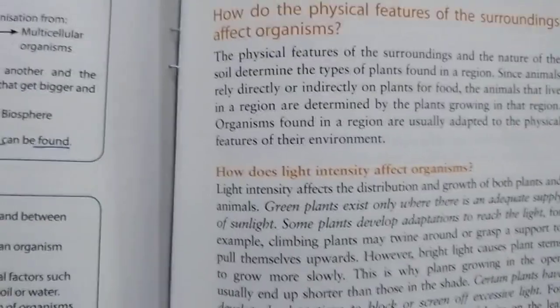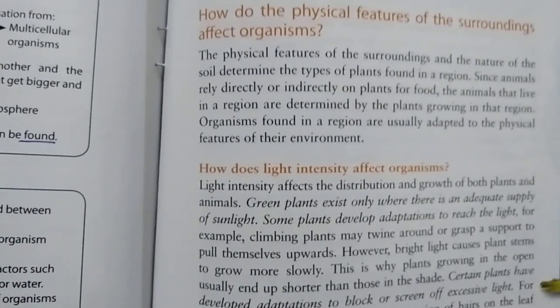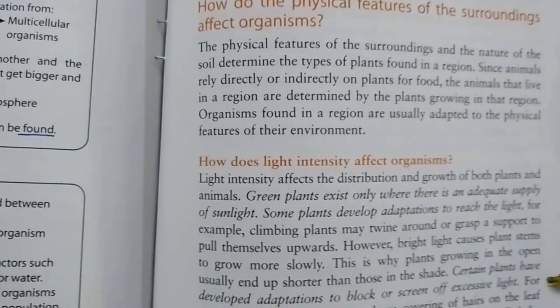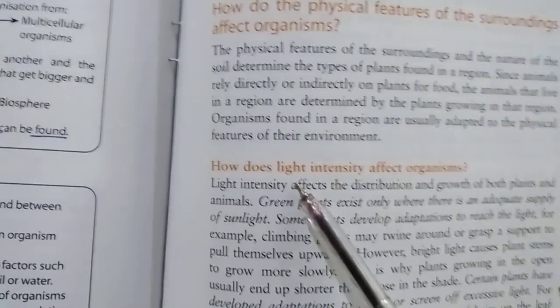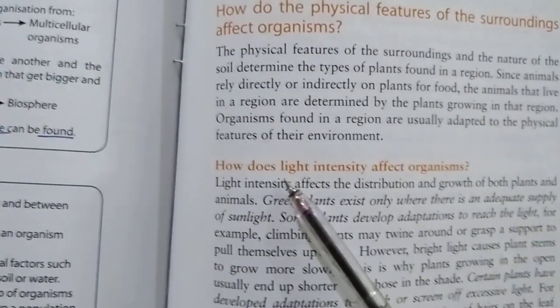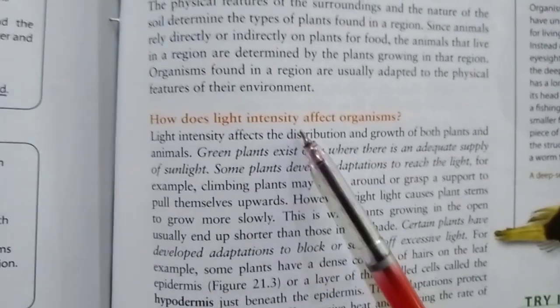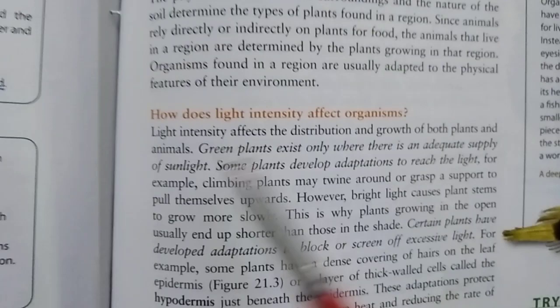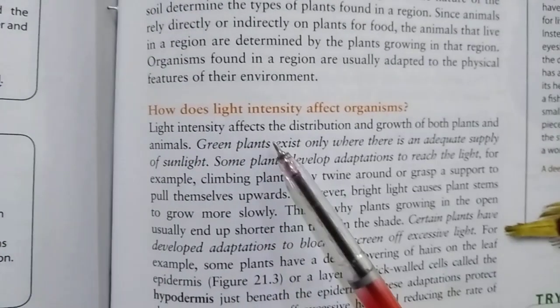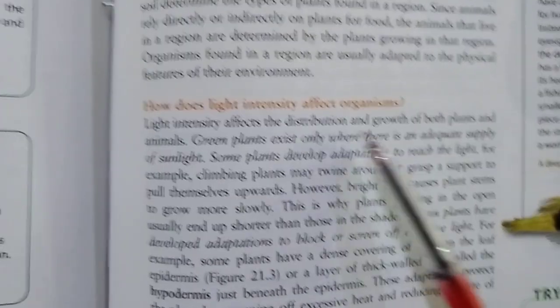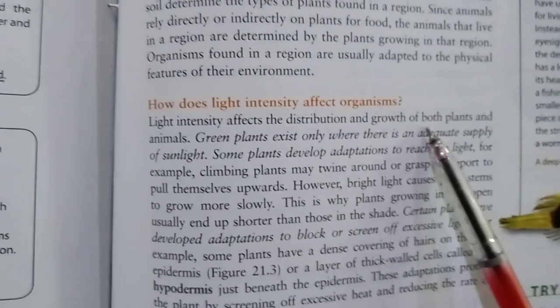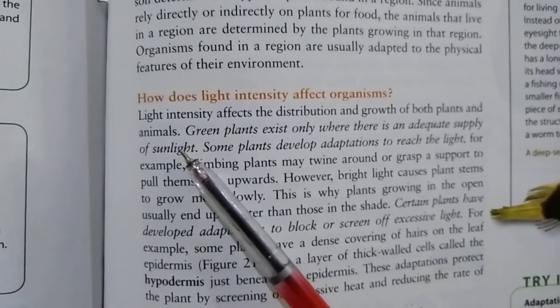Now we discuss non-living components of the environment. First one is light. How does light intensity affect organisms? Light intensity affects the distribution and growth of both plants and animals.